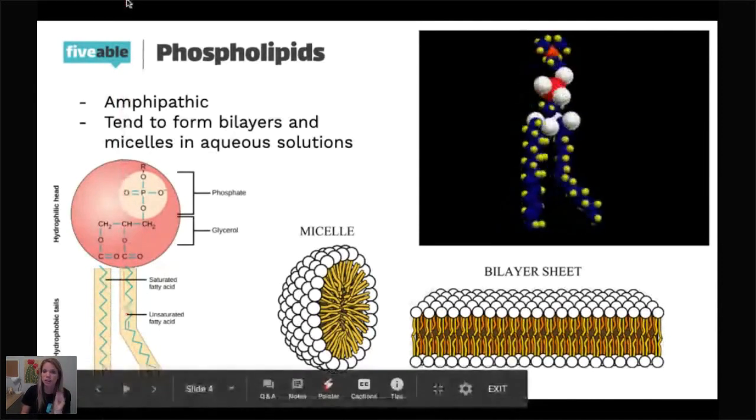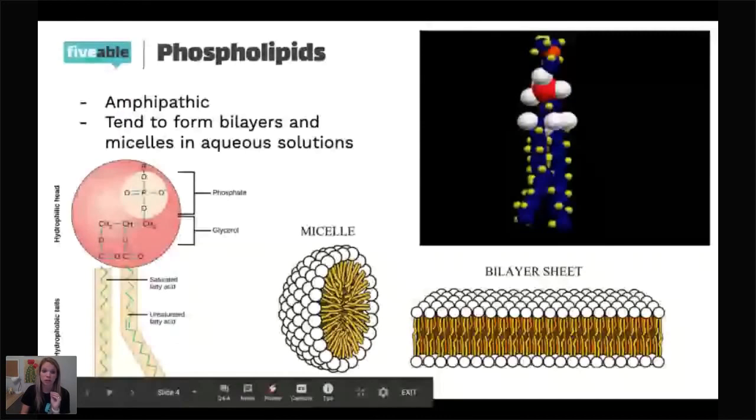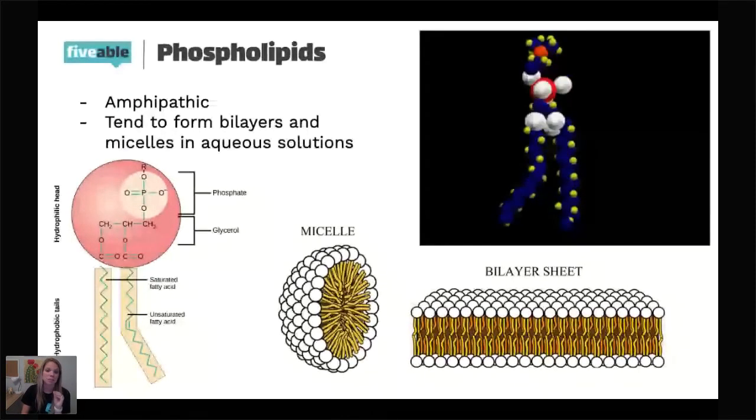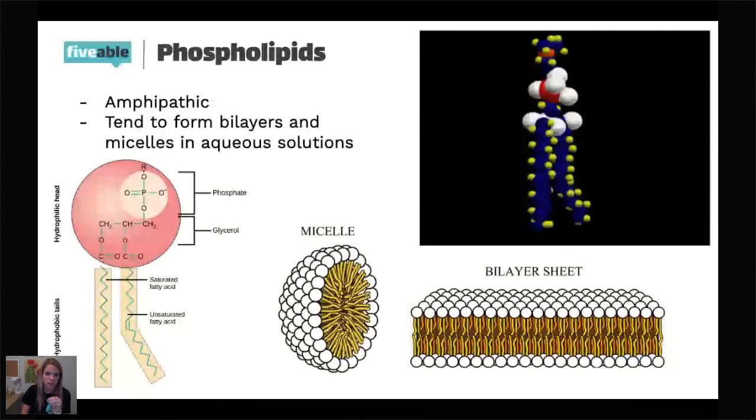This is very, very critical because it gives it one of the most important qualities, and that's the amphipathic quality. So it says here amphipathic.